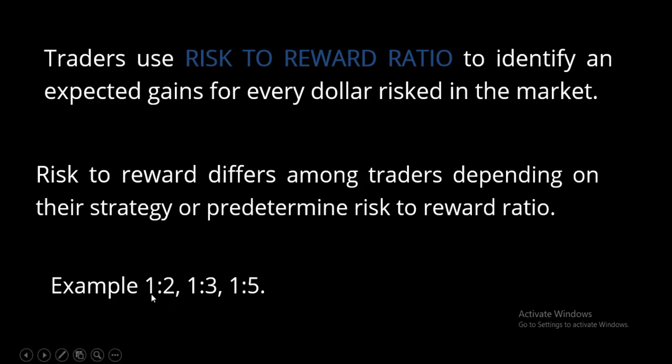So when we mean 1:2 risk to reward, we mean for every $1 you take into the market, you're coming out with $2. For $1 you take to the market, you will come out with $3. For $1 you will come out with $5. So this is what we mean by 1:5.